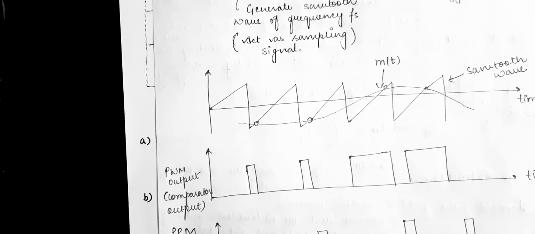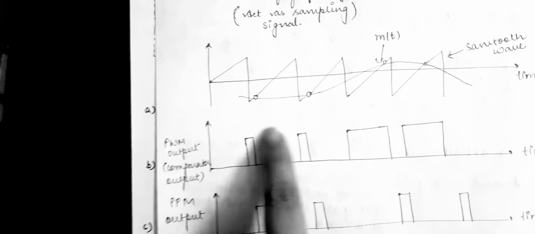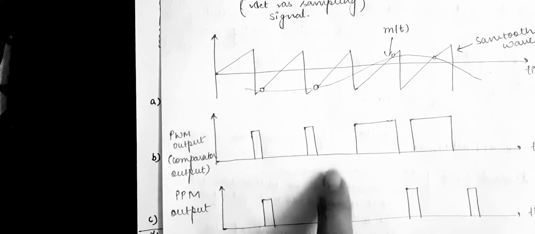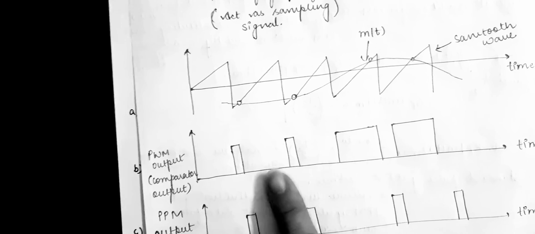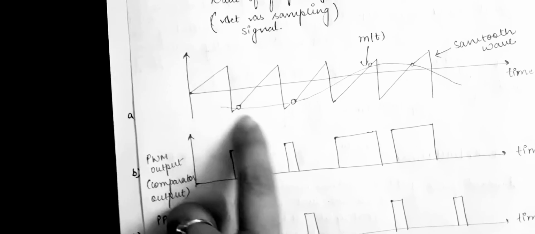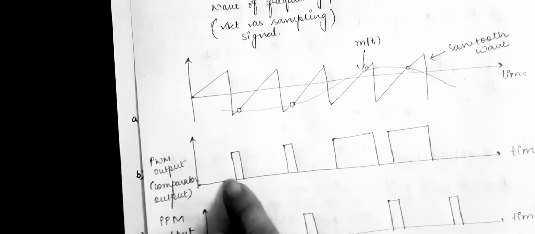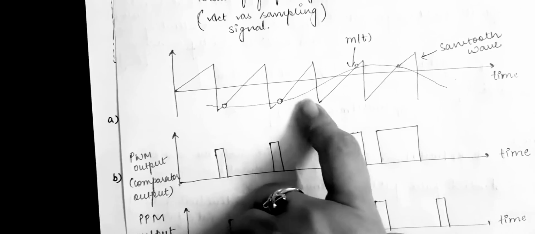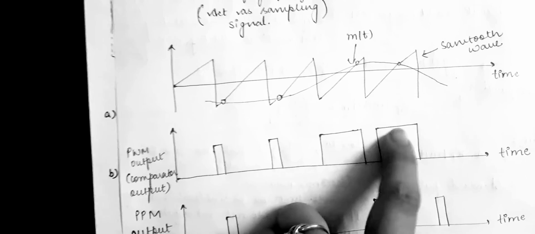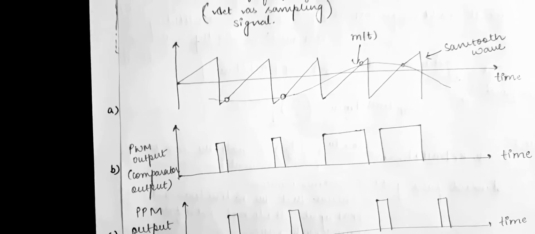Now in PWM, the leading edge is fixed, while your trailing edge is varied in accordance with the instantaneous modulating signal m(t). So hence PWM is associated with your trailing edge. As we can see, for the negative half cycle, the trailing edge will remain the same. For the positive half cycle of m(t), that is your modulating signal, it varies. So there is a difference in the trailing edge.